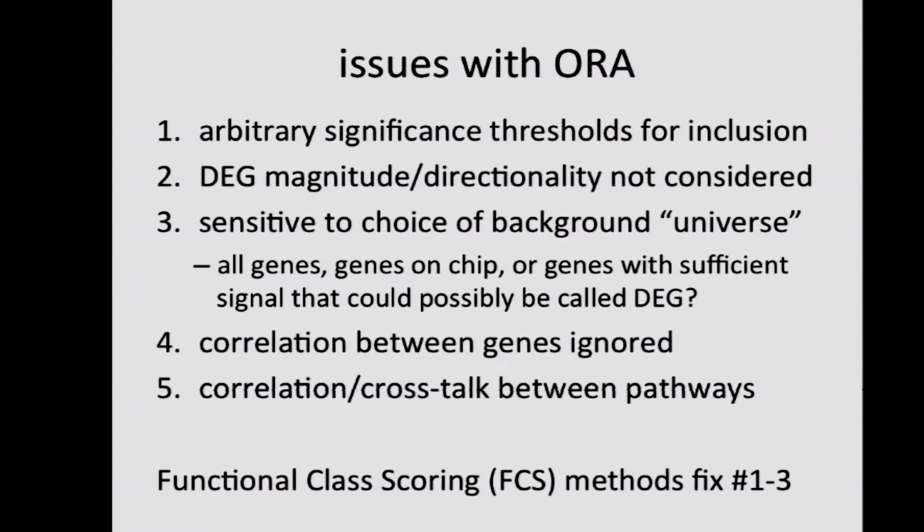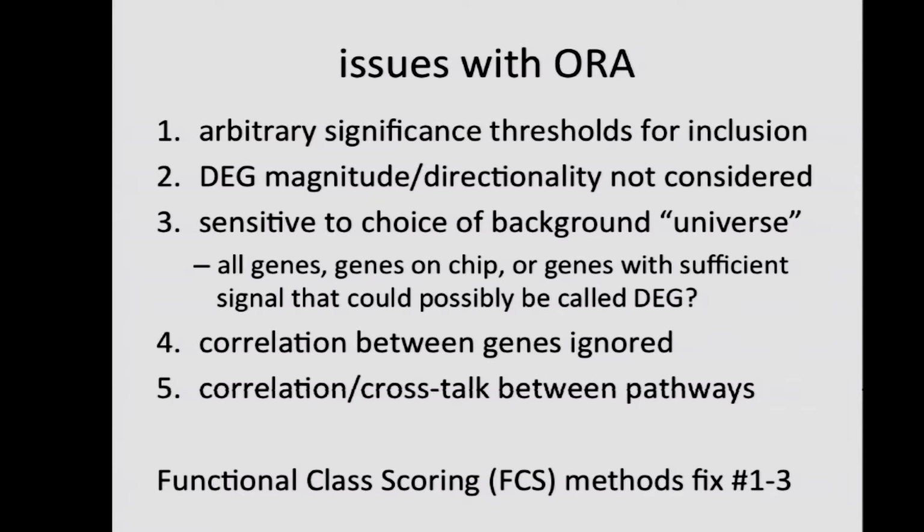Okay. So the issues with overrepresentation analysis: arbitrary significance. The magnitude and directionality of the differentially expressed gene is not taken into account. So you can have a DEG at 10% FDR that has a 2-fold fold change, one that has a 10-fold fold change, one that has a 100-fold fold change. It doesn't matter. It still just gets a count of 1.